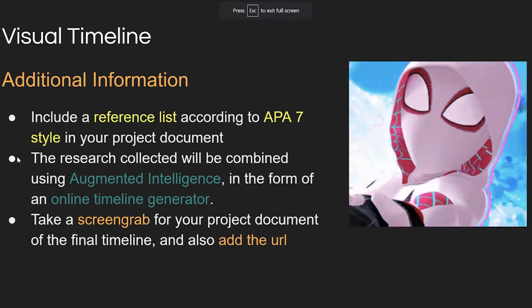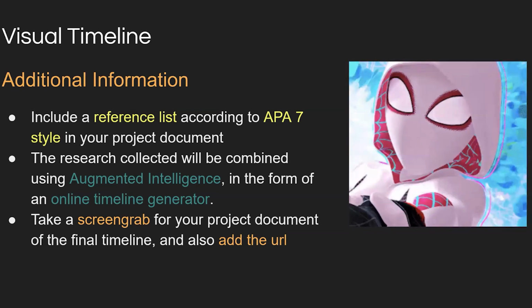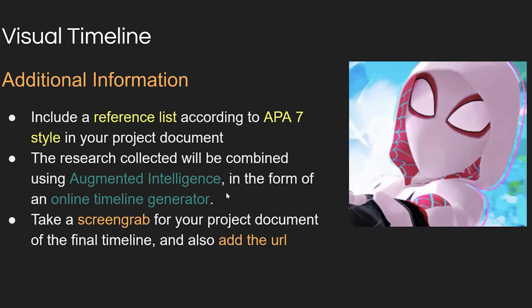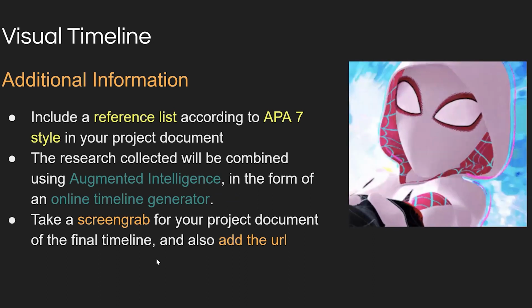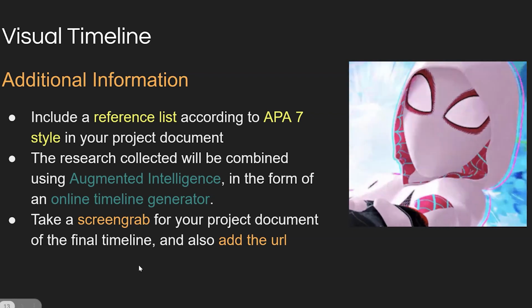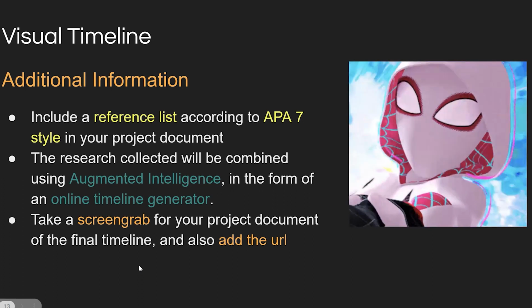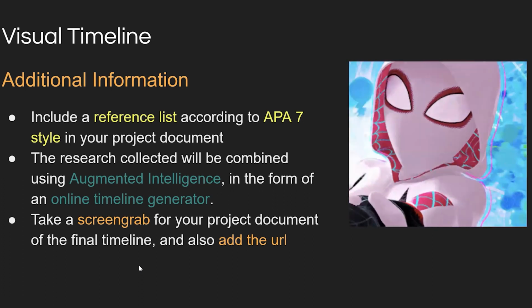All the research collected, so your 500 to 1,000 words, will be combined using augmented intelligence in the form of an online timeline generator. Also within that project document, you'll want to take a screen grab of your timeline and include it there, and also include the URL to your project. So that's looking at the timeline in a little bit more detail.